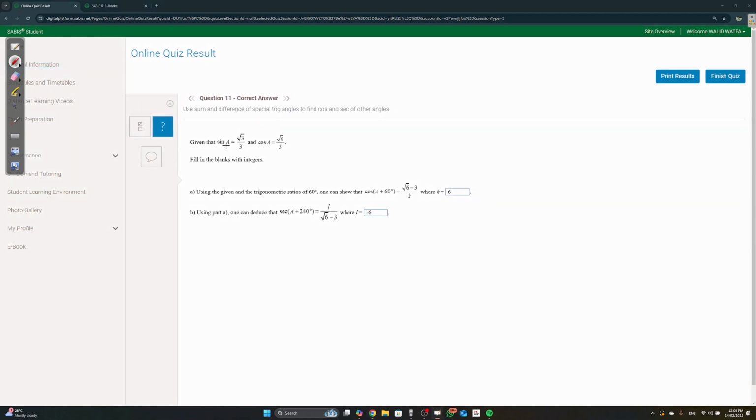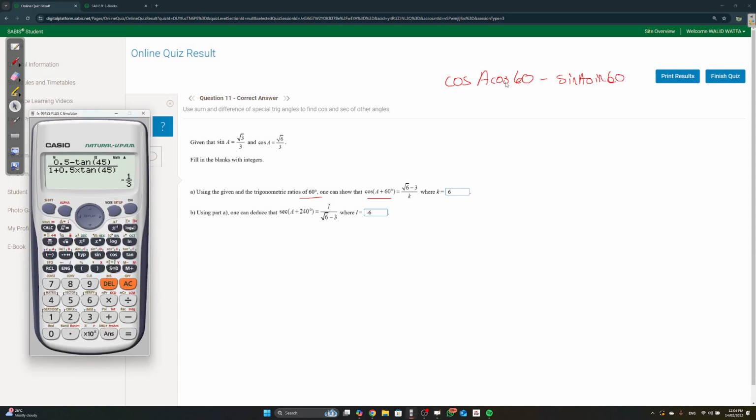Given that sine A is root 3 over 3, cosine A is root 6 over 3, using the given trigonometric ratio of 60 degrees, one can show that cosine A plus 60 is what? Let's just do this fast. Cosine A plus B, so cosine A, cosine 60. I'm not going to write the formula. You should have it screenshotted at this point or known or memorized. Minus sine A, sine 60. Really, you just substitute these.